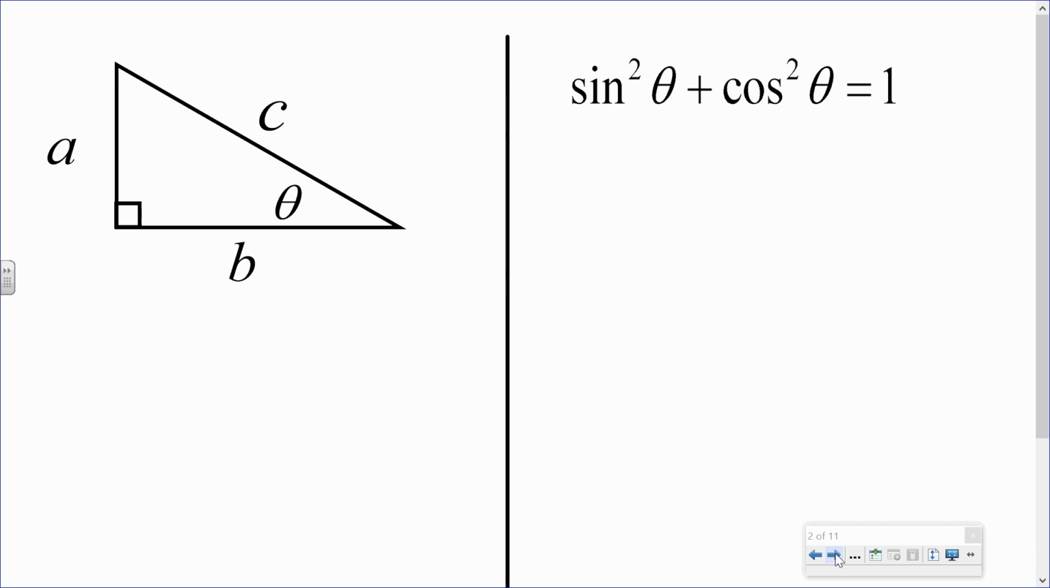So the first one we want to prove is the most important. Sine squared theta plus cosine squared theta equals 1. That is the one we need to memorize. Sine squared plus cosine squared is 1. We're going to be using that a lot.